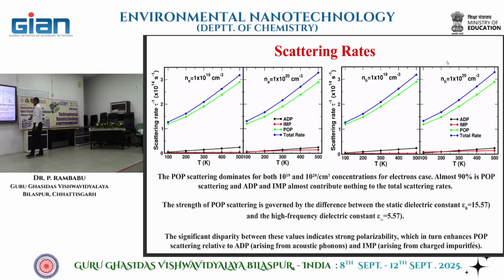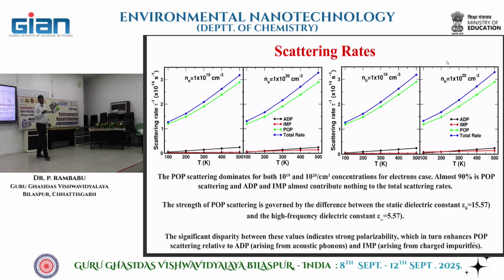So why is it so? Because the POP scattering is governed by the difference between the static dielectric constant and the high-frequency dielectric constant. I have calculated static and high-frequency dielectric constants, and the difference is coming out large. If the difference is more, then we can say that it is due to the polar optical phonon. So from this logic, we can say that among the three studied scatterings, POP is more dominant compared to the other two scatterings for both n-type and p-type carriers.